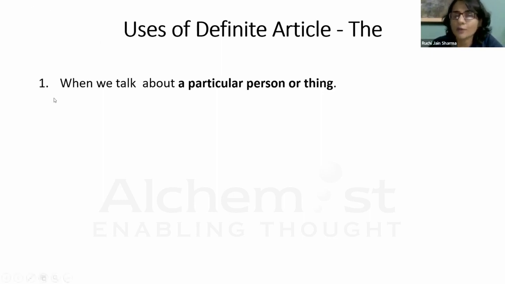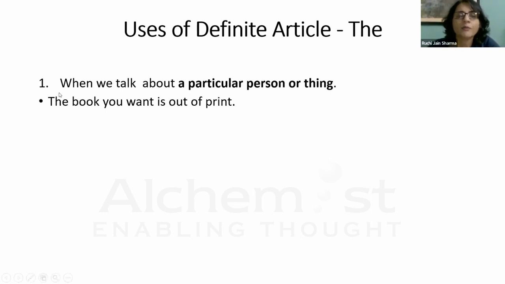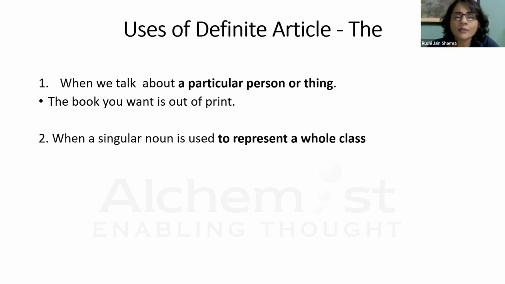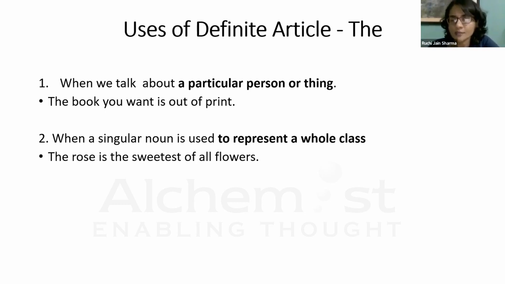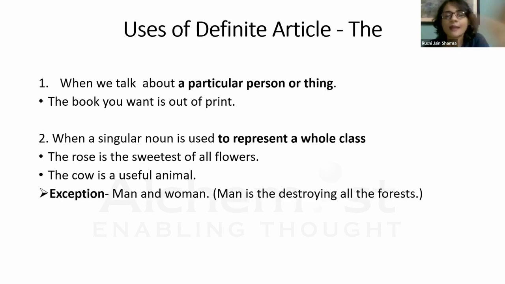So when we talk about a particular person or thing, for example, the book you want is out of print, right? A particular book. Then, when a singular noun is used to represent a whole class, like I said, the rose is the sweetest of all flowers, right? I'm just using one single rose to represent the whole class. The cow is a useful animal. That means all cows, the entire species. The only exception is man and woman. So when I want to talk about the whole human race, I will just say man. I will not say the man. Okay.